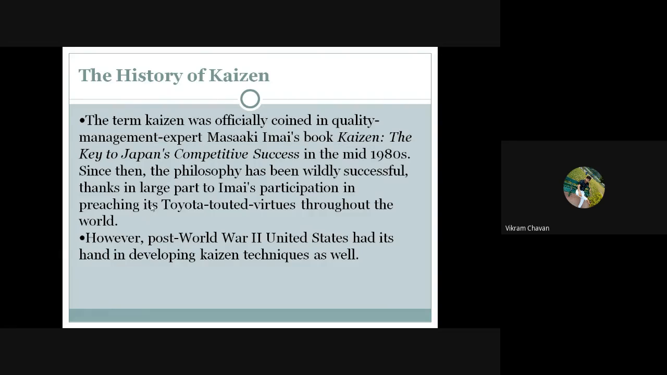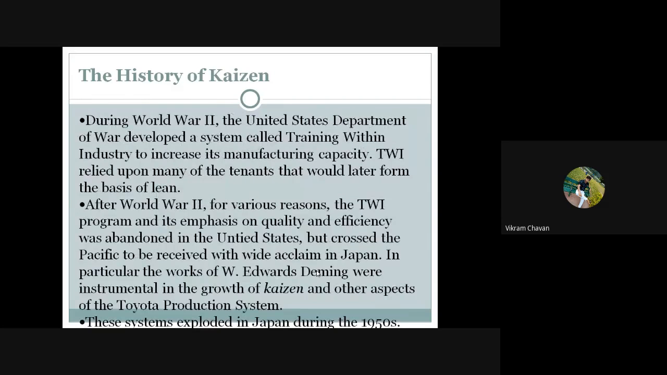Okay, and in Japan. Post World War II, the United States had its hands in developing Kaizen techniques as well. So after World War II, the United States also started working on these methodologies, and some companies accepted this method to improve the work location, increase productivity, and reduce waste or excess things at a work location. During World War II, the United States Department of War developed a system called Training Within Industry to increase its manufacturing capacity.